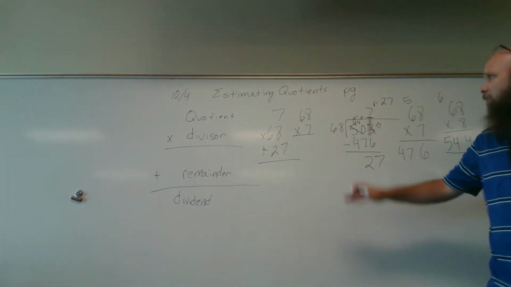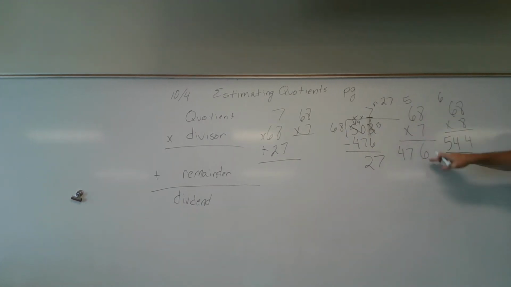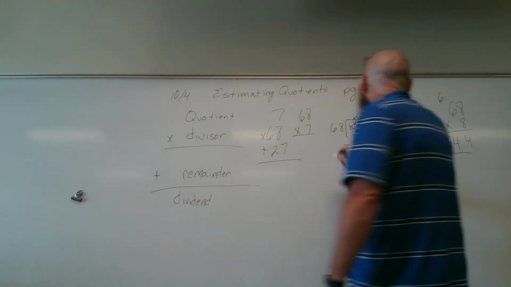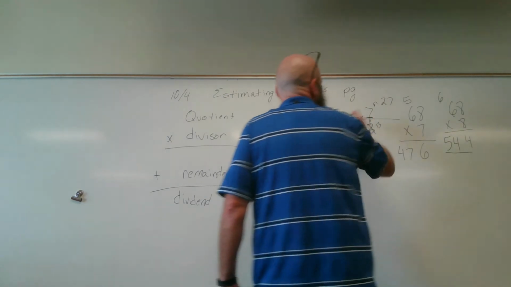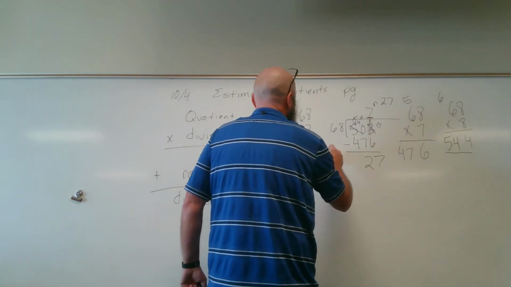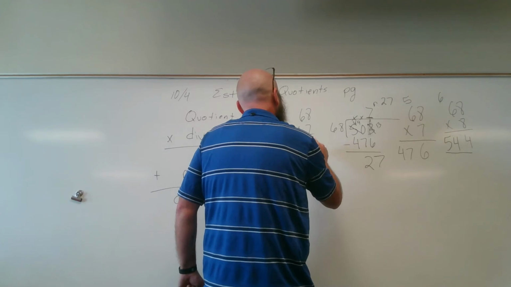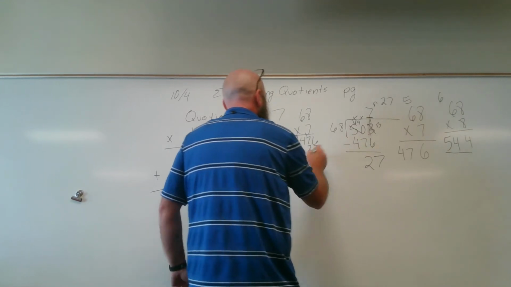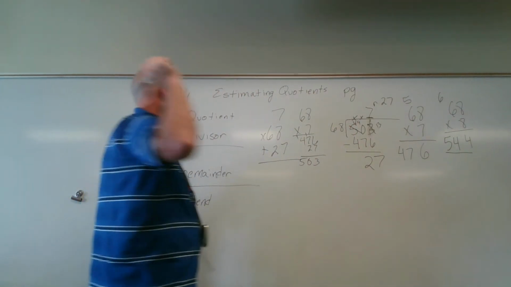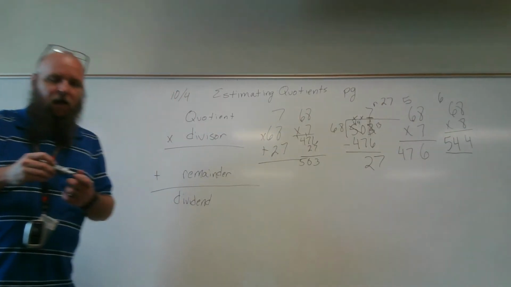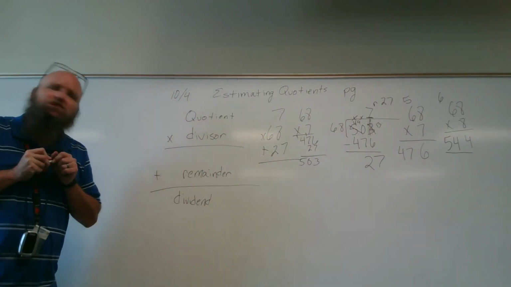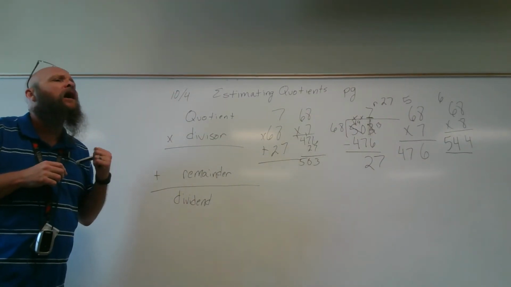68 times 7. Wait a minute. I already did 68 times 7 over here. Thank goodness I didn't erase it. So that's 476. My remainder is 27. 13, 7, 8, 9, 10. Carry 503. My dividend was 503. Boom! Shakalaka! I got it correct.